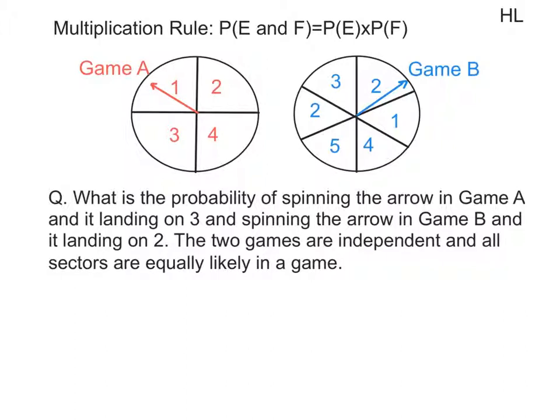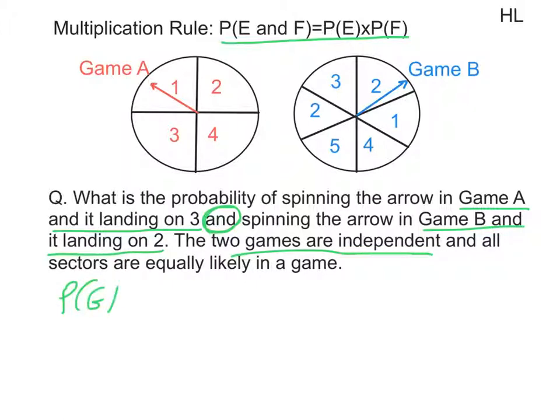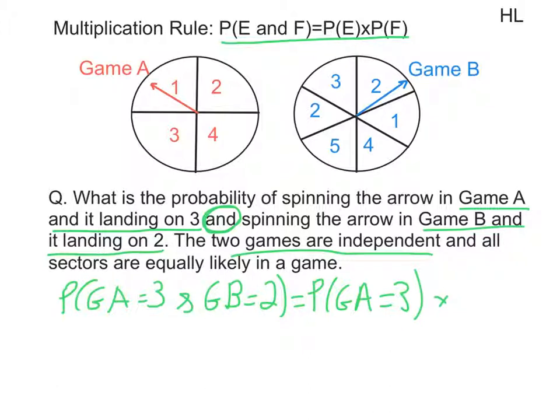The next question asks us what is the probability of spinning the arrow in game A and it landing on 3, and spinning the arrow in game B and it landing on 2. The games are independent and all sectors are equally likely in the game. As the games are independent, we want the probability of one event and the probability of the second event. We can use the multiplication rule. So the probability that game A is equal to 3 and game B is equal to 2 is equal to the probability game A equals 3 multiplied by the probability game B equals 2.